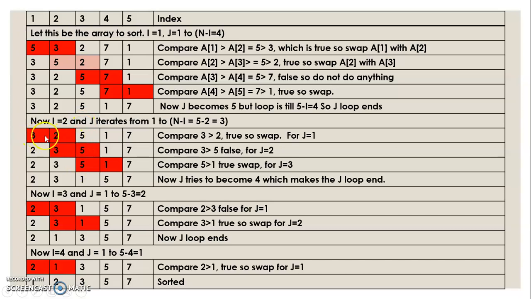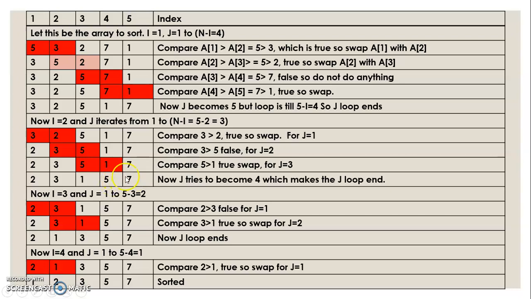Now again we will compare 3 with 2. So 3 is larger than 2, so we swap. Then 3 is compared with 5. Now 5 is larger, we don't do anything. Now 5 is compared with 1 because a of j is compared with a of j plus 1. So a of 3 is compared with a of 4. And since this 1 is smaller, we will perform a swap operation here. 1 will come here and 5 will come here.